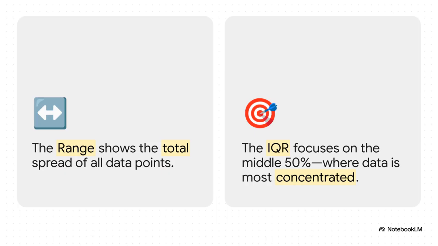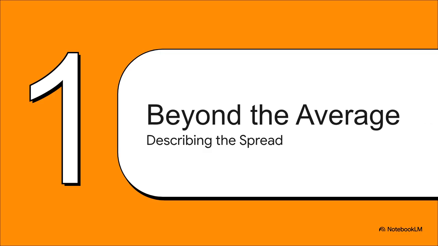One class is super consistent, everyone's bunched right up around that 80. But the other class, whoa, the scores are all over the place. The average all by itself completely misses that huge difference. It's clear we need a better tool to really see what's going on. So how do we get past that one single number, that average that can sometimes be so misleading?